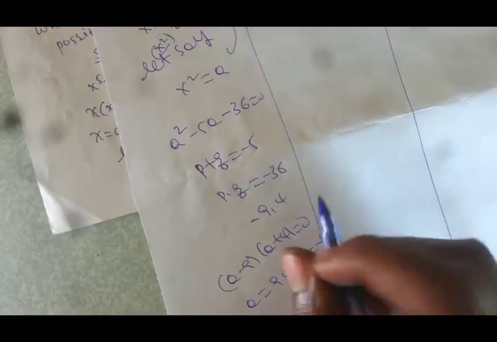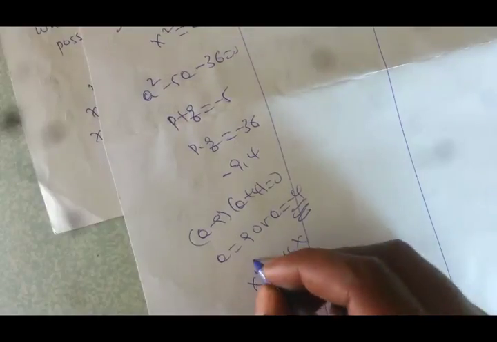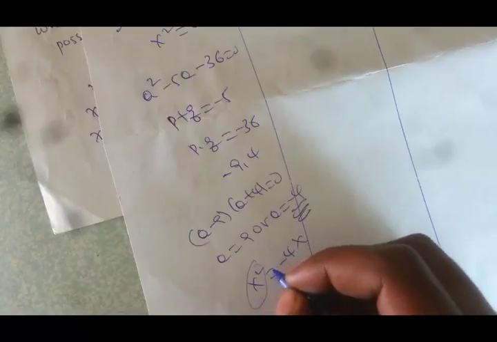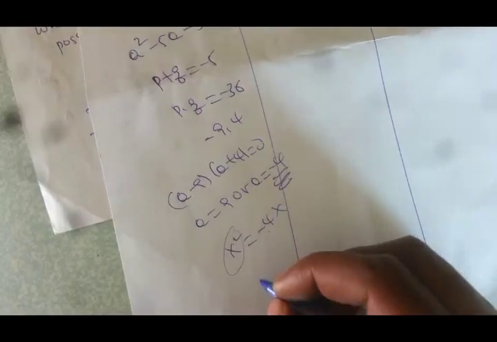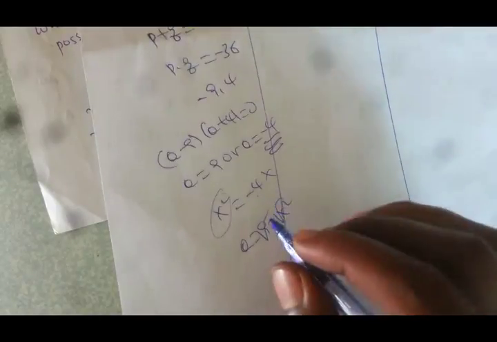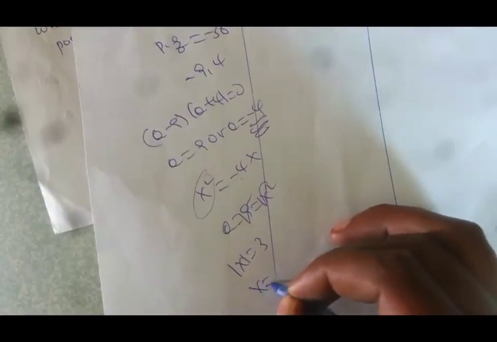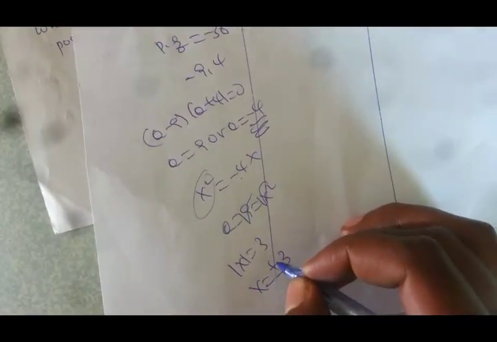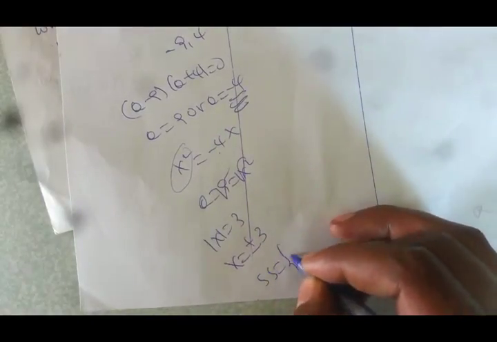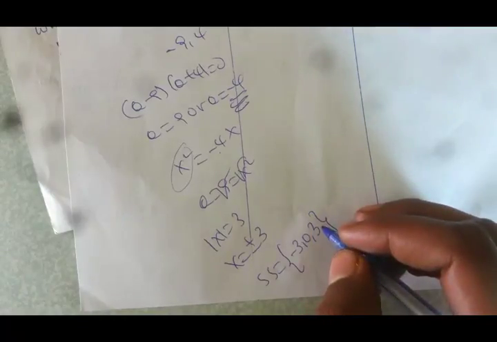This will never be, because x squared cannot be negative 4. Whenever you square any number, it will never be negative. Therefore, a is equal to 9, which is equal to x squared, so the absolute value of x will be 3. This is equal to x equals plus or minus 3. Therefore, the solution set of all possible values is minus 3, 0, 3.